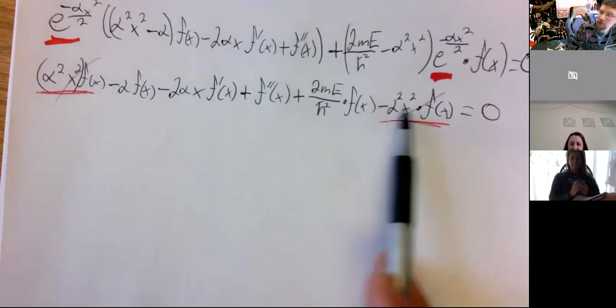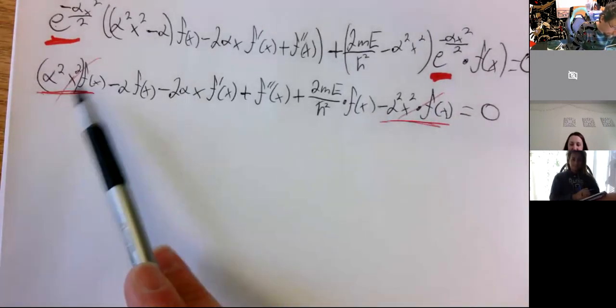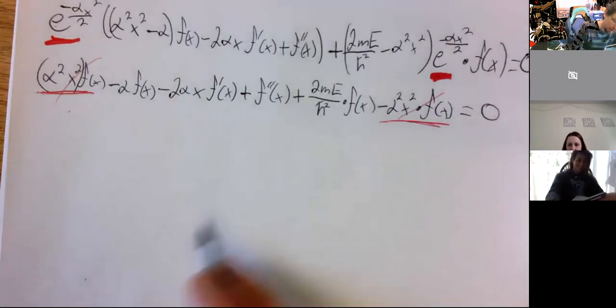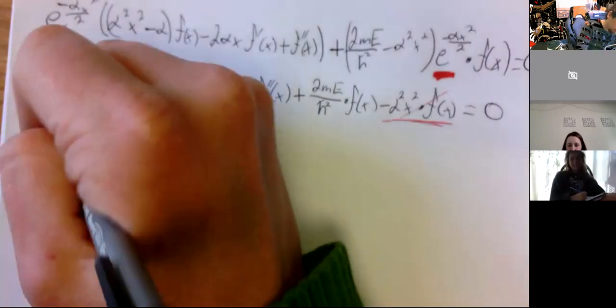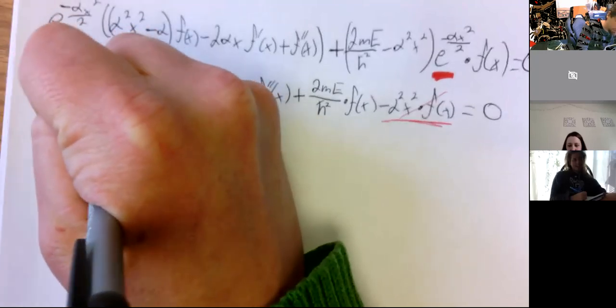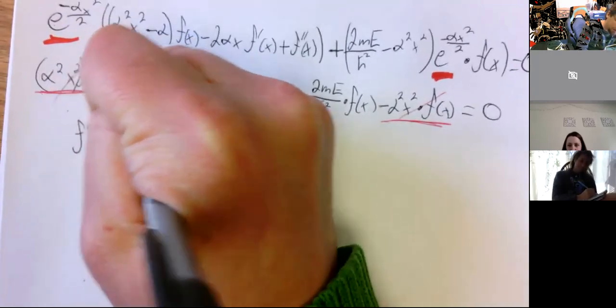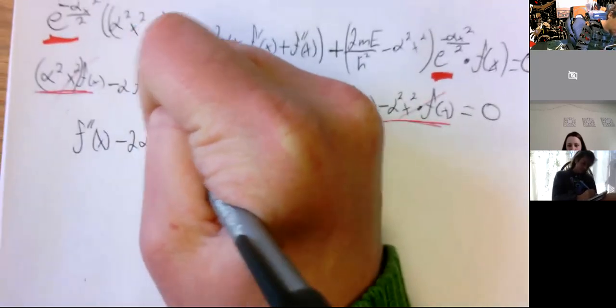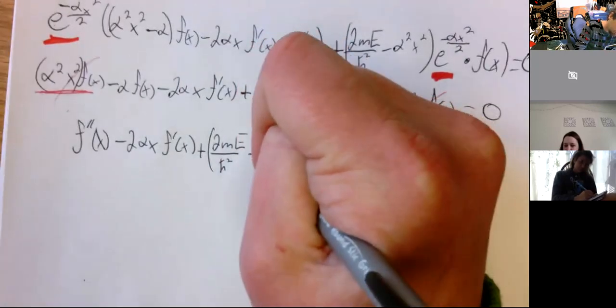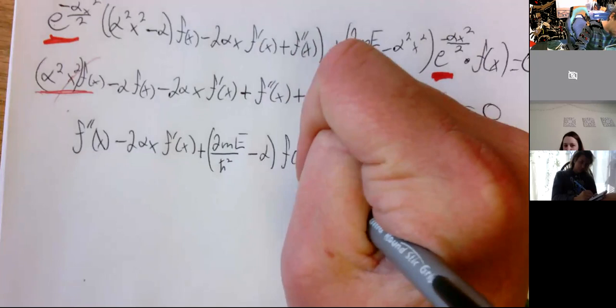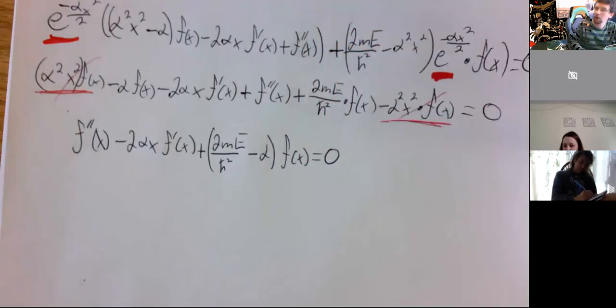Okay, so we know we can cancel that guy out, and that guy out. Let's see what we get. We have an f double prime that doesn't have anything in front of it. Let's put that out front. There we go. -2 alpha x f prime of x plus this. Okay, cool.